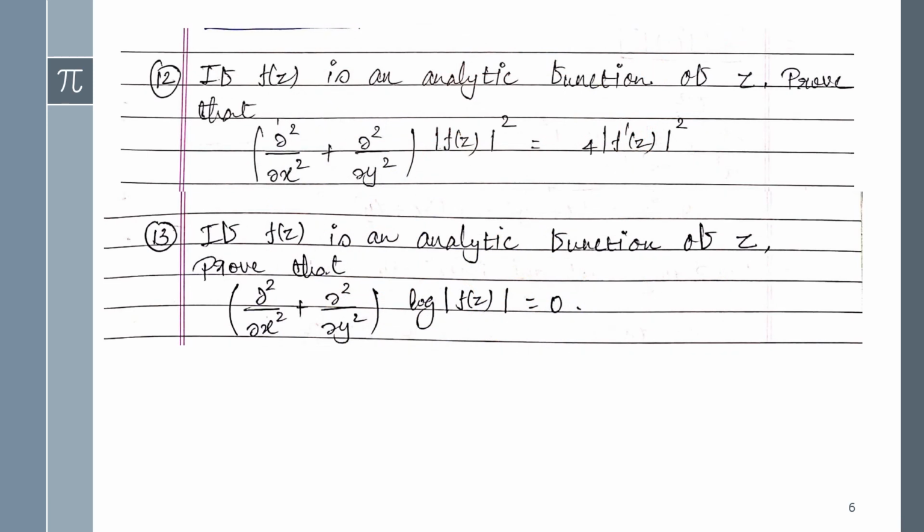The question is, if f of z is an analytic function of z, then prove that the given condition holds. See guys, this one is an important example. Del square upon del x square plus del square upon del y square into the mod f of z whole square equals 4 into mod of f dash of z whole square. In the same way you have to do the 13th example, and both these examples you have to write in your assignment books and submit.